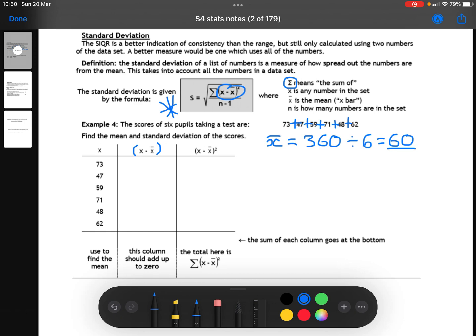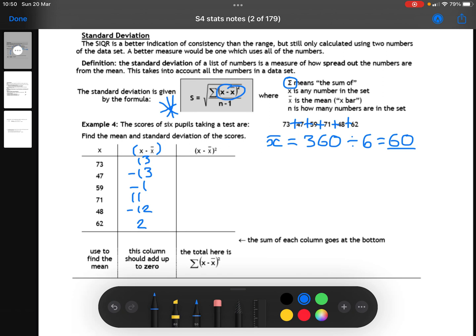73 minus 60, and that bit there is 13. 47 minus 60 will give us negative 13. 59 minus 60 will give us negative 1. 71 minus 60 is 11. Not negative 11, just get rid of that. 48 minus 60 is negative 12, and 62 minus 60 being 2.